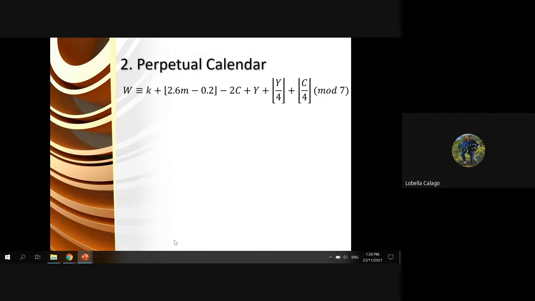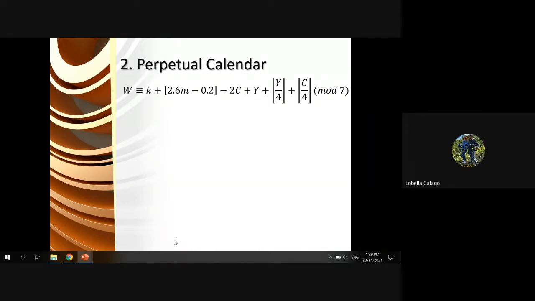On the final exam, we will include Modules 3 and 4, as well as Module 2 in Unit 2, which I think was not included in the midterm exam. Okay? So now we will continue with the applications of congruences.